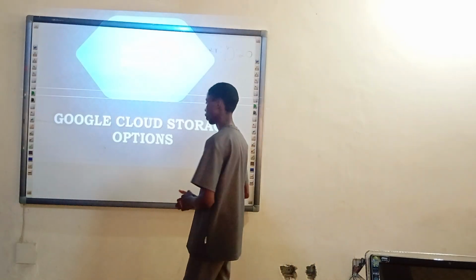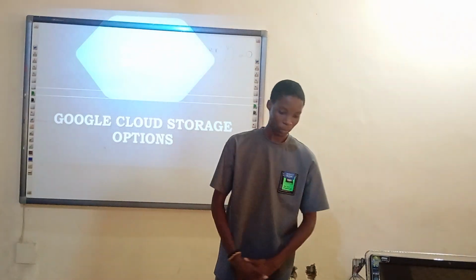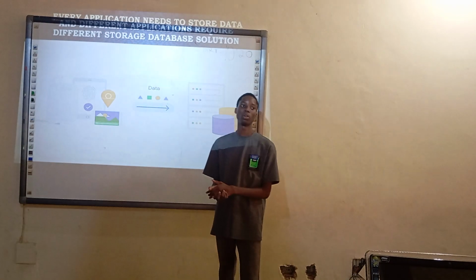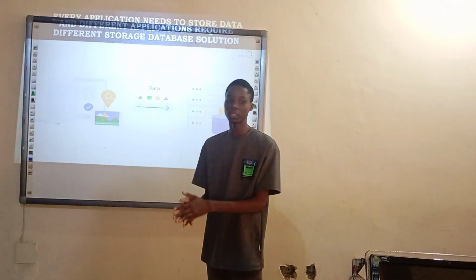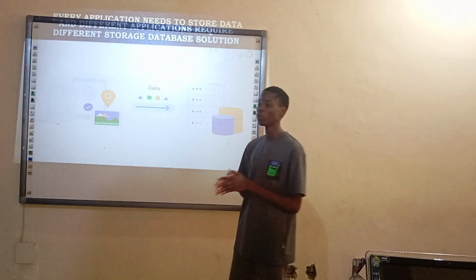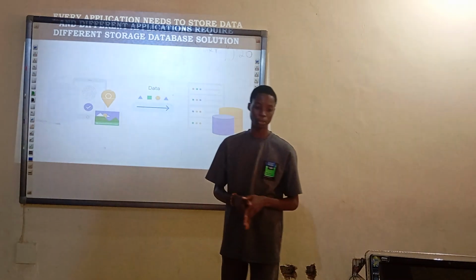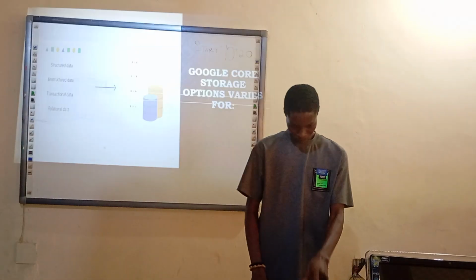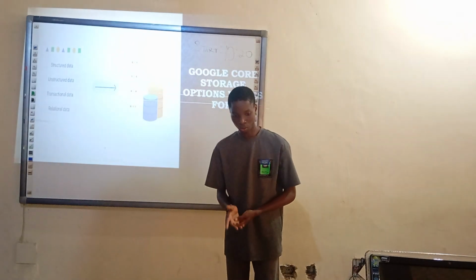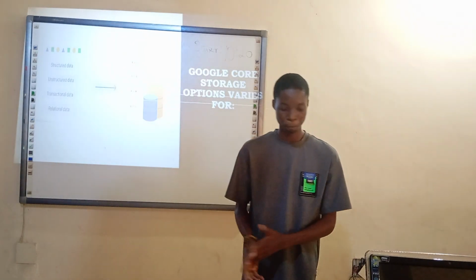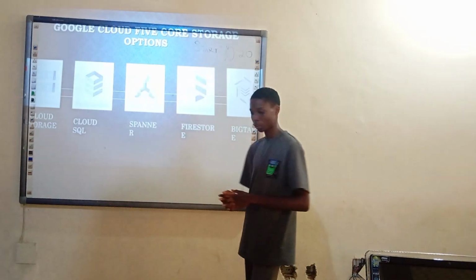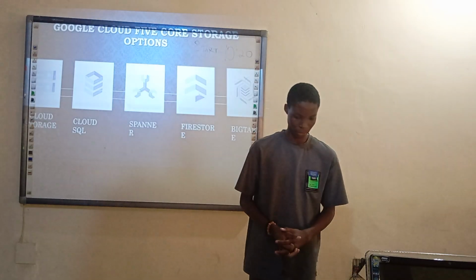So let's move on to Google Cloud storage options. Now, every application needs to store data, be it media that needs to be streamed or sensor data on your mobile phone, like when you're setting up your fingerprint security lock. Different applications and different workloads require different storage and database solutions. Google Cloud offers five core storage solutions for structured, unstructured, transactional, and relational data. These core storage options are Cloud Storage, Cloud SQL, Spanner, Firestore, and Bigtable.